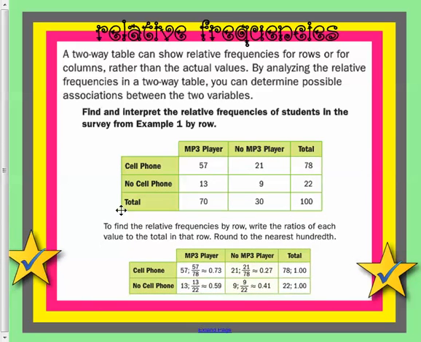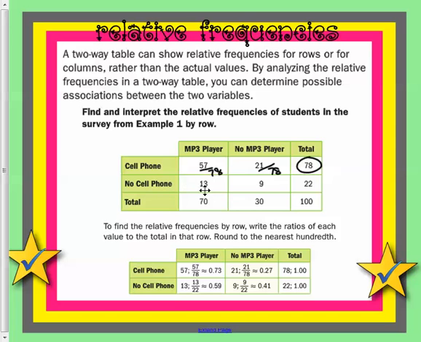We look at cell phones solely out of the 78. So when we look at cell phones, 57 out of 78 own an MP3 player. The frequency is happening 73% of the time. If we look at cell phones again, people with no MP3 player, you would put over the 78, and that's happening 27% of the time.